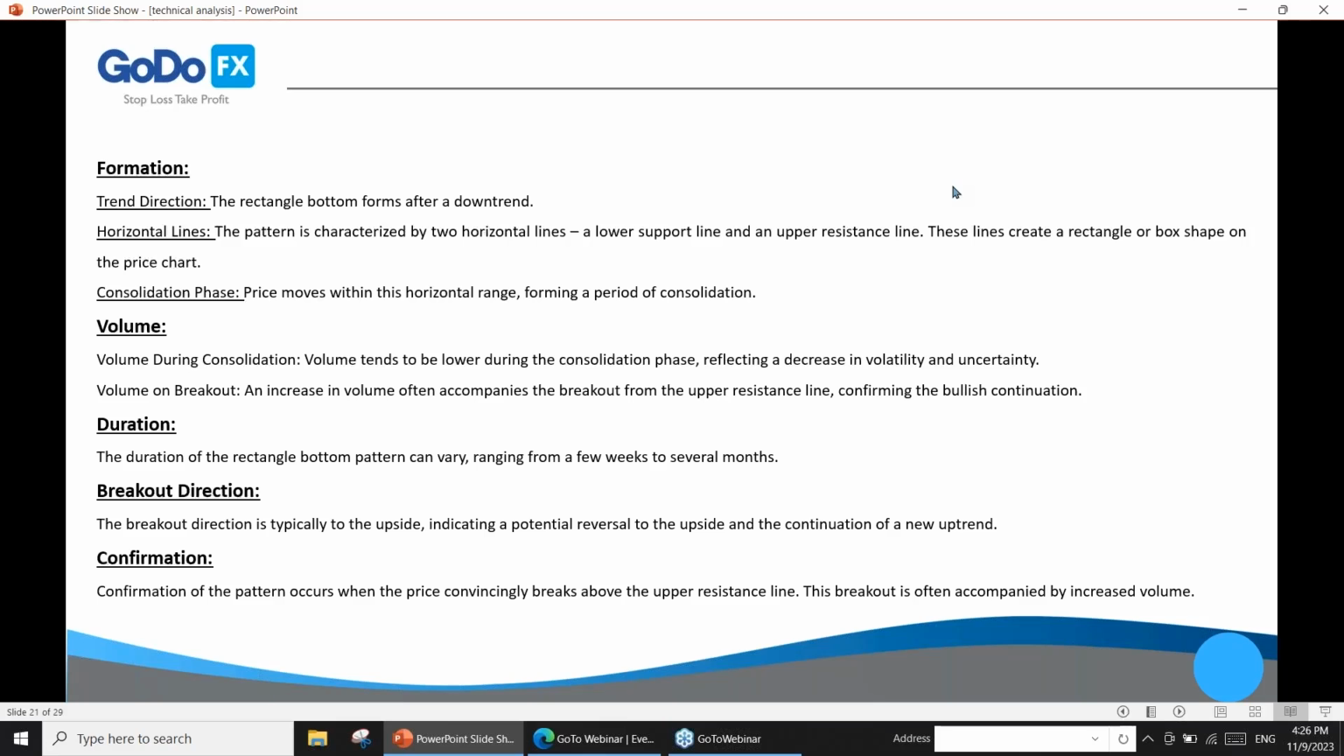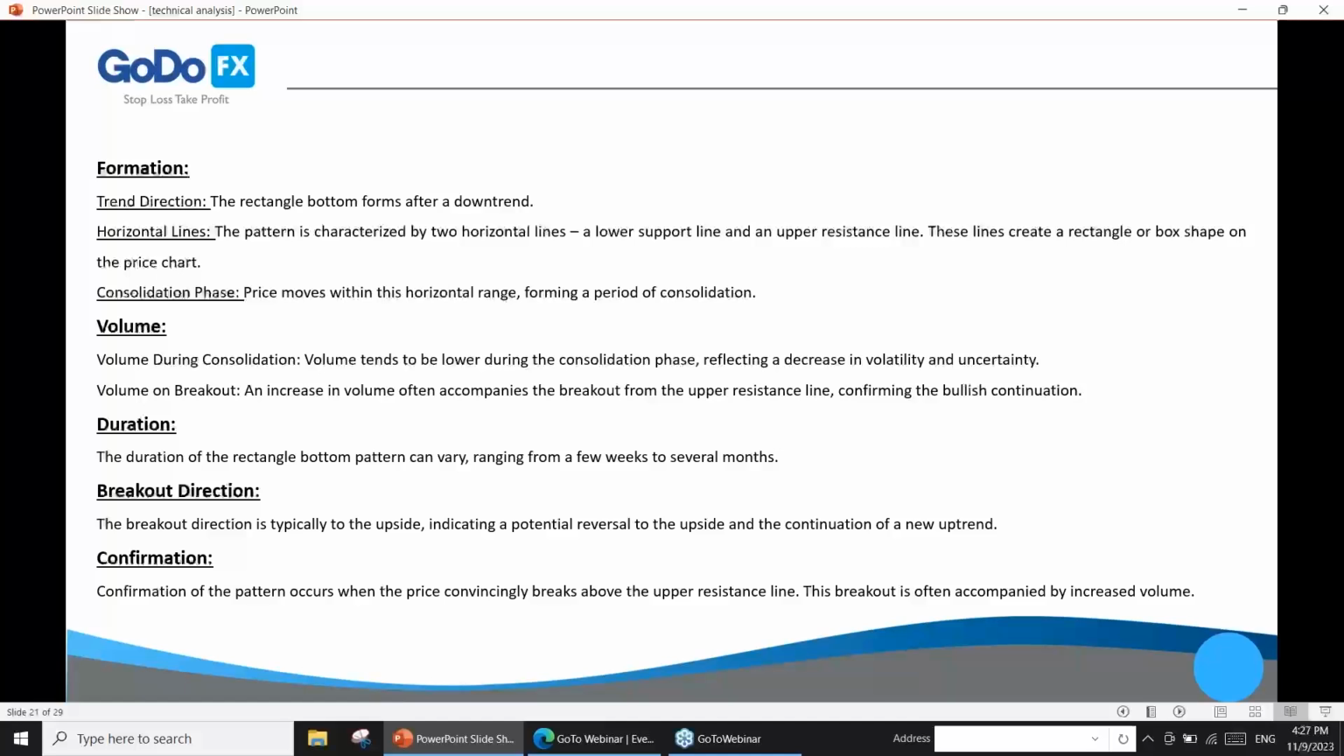This pattern is characterized by two horizontal lines, a lower support line and an upper resistance line. And these lines create a rectangle or box shape on the price chart. So the price moves within the horizontal range, forming a period of consolidation.